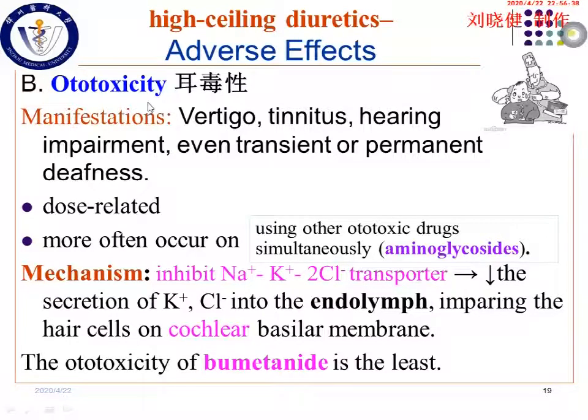The mechanism of this ototoxicity by high-ceiling diuretics is also related to inhibition of the sodium-potassium-chloride cotransporter. So they can decrease the secretion of potassium and chloride into the endolymph, impairing the hair cells on the cochlear basilar membrane. Compared with the other agents, bumetanide has the least ototoxicity, so it should be used for the treatment of acute renal failure with a hearing defect.